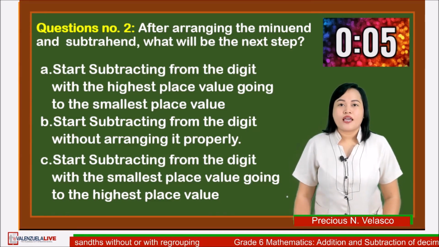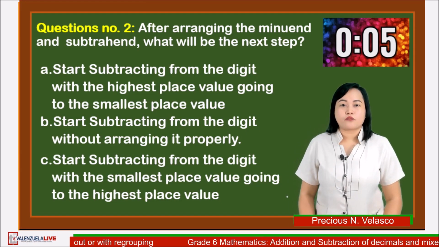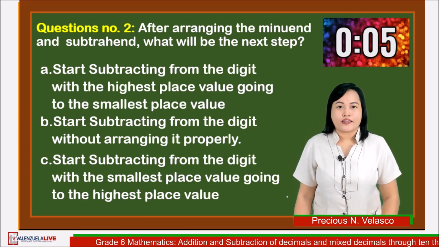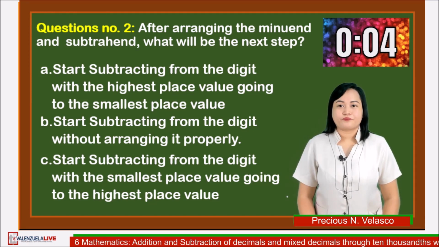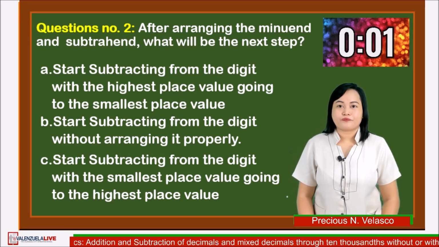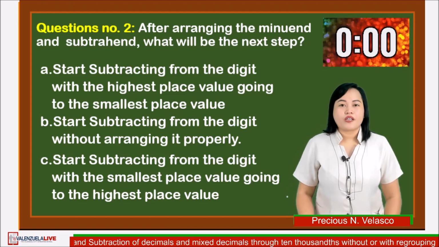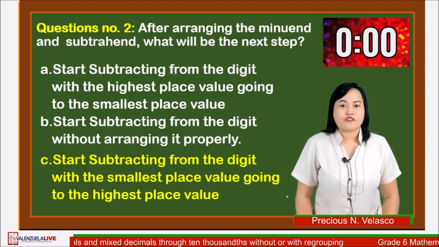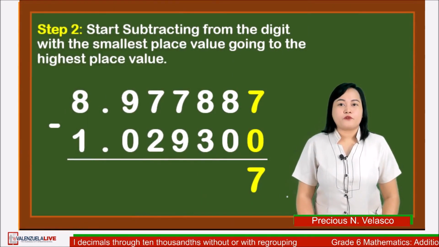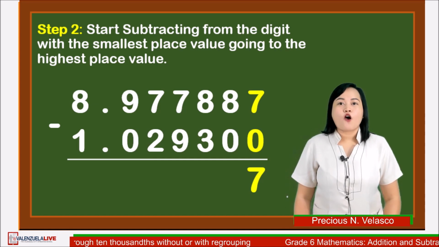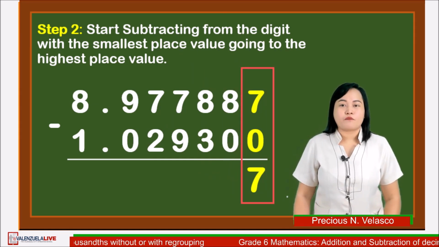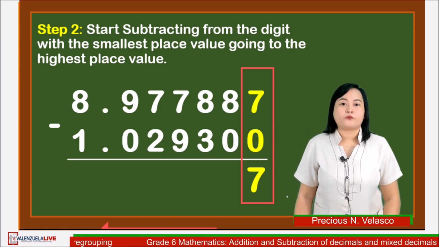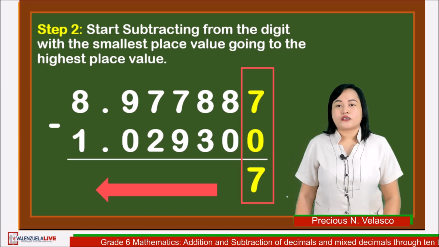Question number 2. After arranging the minuend and the subtrahend, what will be the next step? Your 5 seconds starts now. Okay, so the correct answer for number 2 is letter C. Very good. For step 2 in subtracting decimal number, we are going to start subtracting from the digit with the smallest place value going to the highest place value. So here we are going to start with 7 and 0.